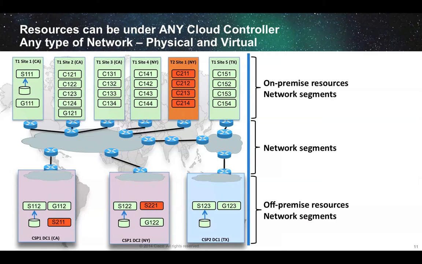As you saw in part 2 of this presentation, the on-premise resources and off-premise resources of our demonstration prototype are under the control of multiple OpenStack controllers. However, these could be other types, such as VMware vCloud, Amazon EC2, or Microsoft Azure. The network segments could be VLANs, VXLANs, subnets, or other technologies.